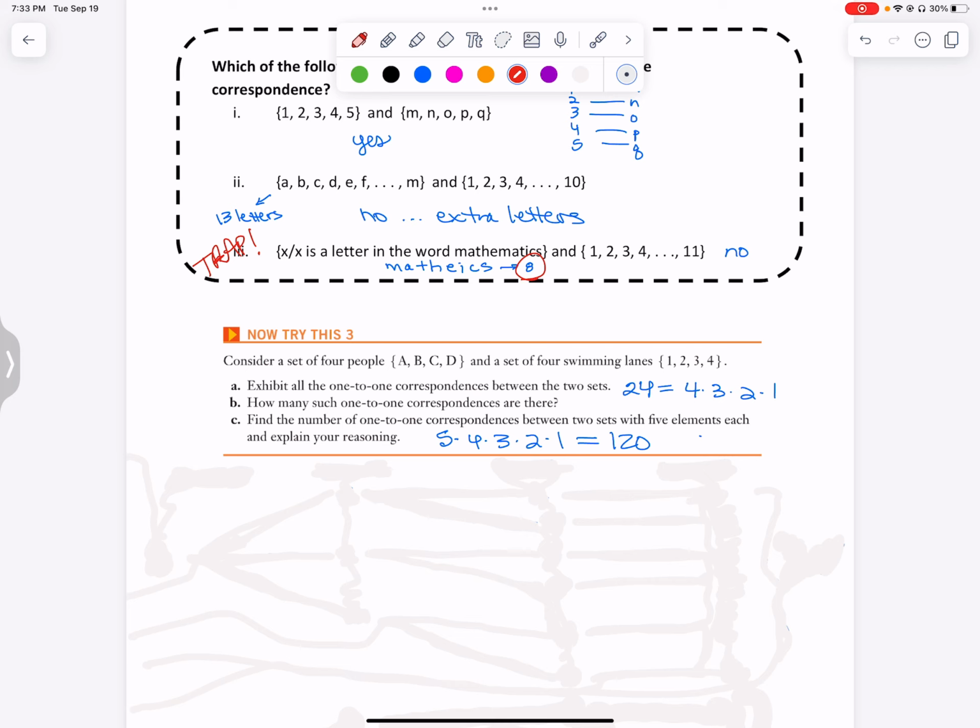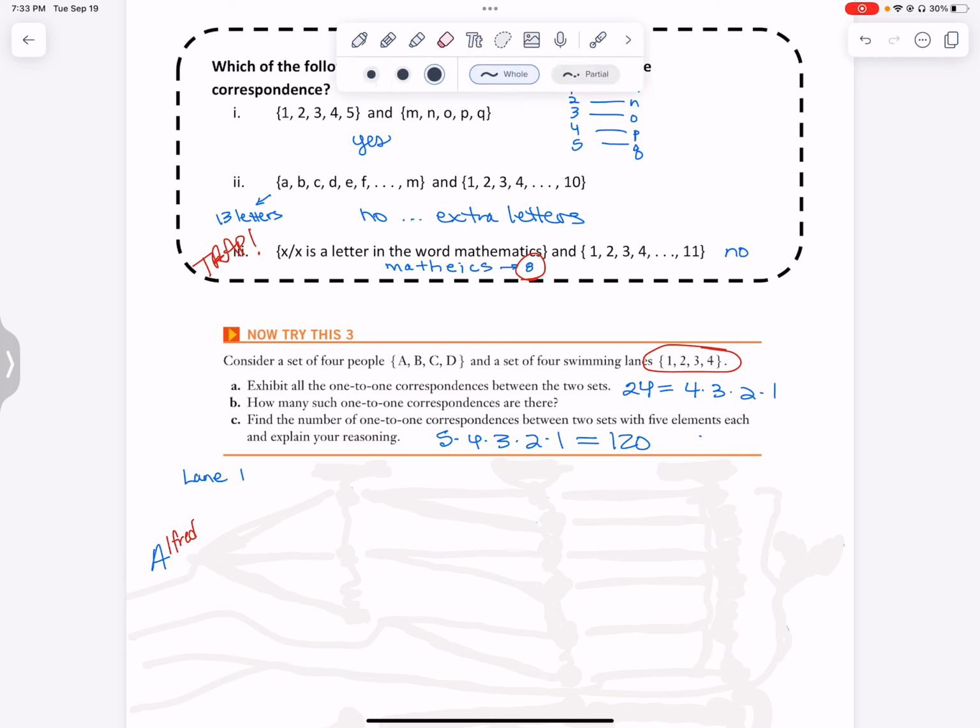Okay. So we're supposed to exhibit all the one-to-one correspondences between these two sets. We've got A, B, and C, and 4 swimming lanes. Okay, 4 swimming lanes. Here's lane 1, and I'm going to put A in lane 1. We'll call him Al. Let's call him Alfred. How about that? We'll put Alfred in the first swimming lane.